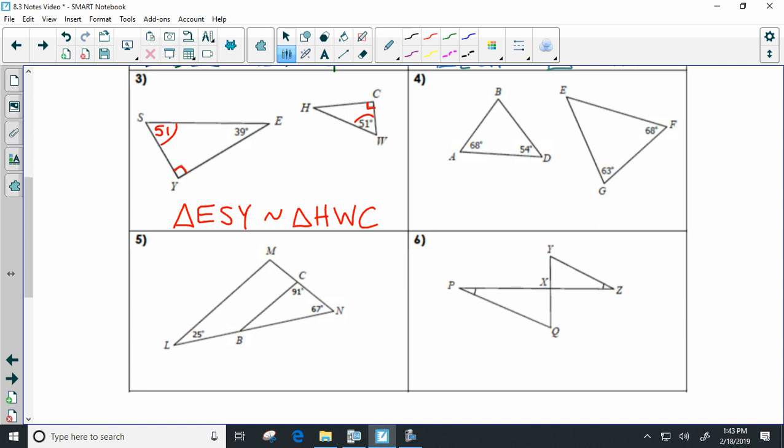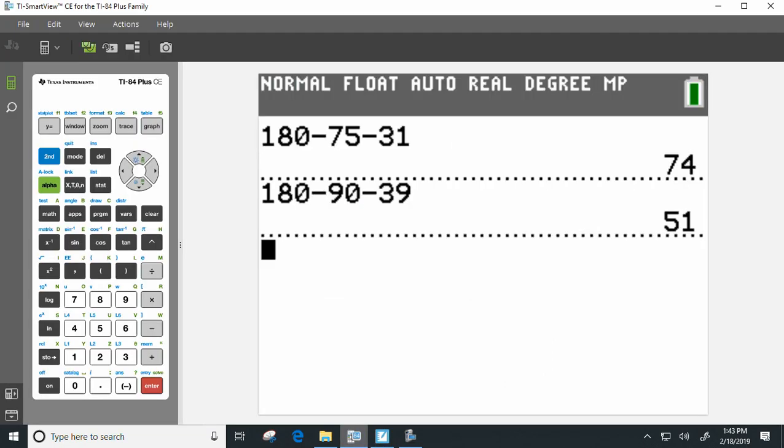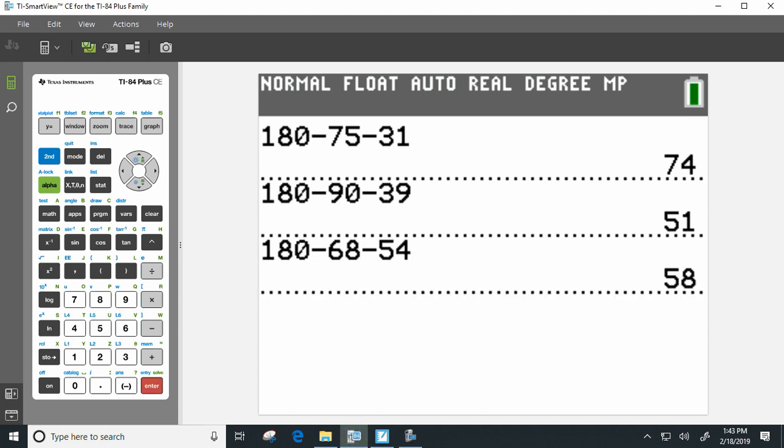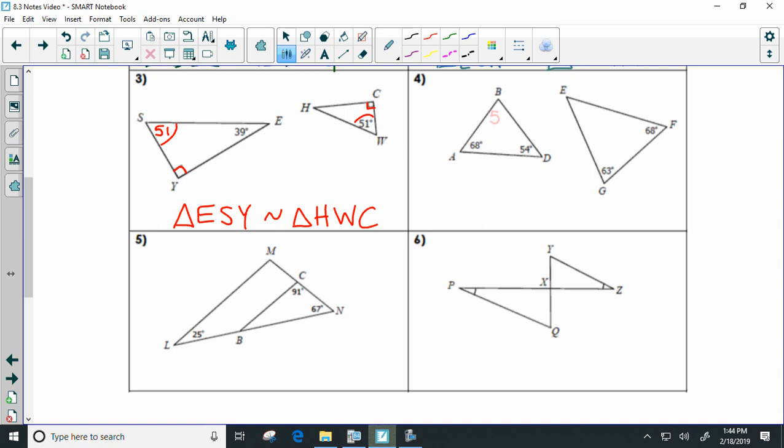All right, question number 4. 68 and 54, so I'll find the missing one. Subtract those from 180, I get 58. So this missing one up here is 58. And I see I have a 68 congruent to 68, and 63 does not pair up with either 58 or 54. So I am going to get a no here. No, not similar. These two are not similar. They only have one angle the same.